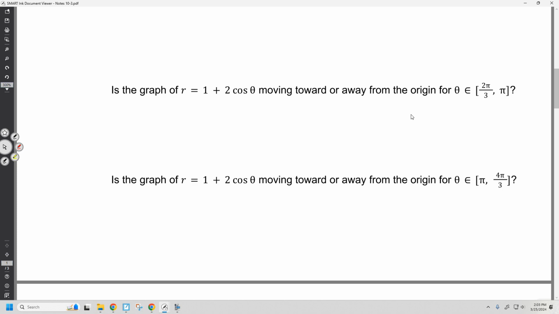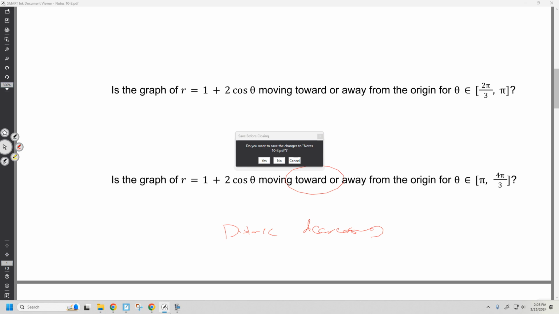We are moving toward the origin. The distance is decreasing. Go to your homework. You guys are complaining about the homework. Well, go to your homework. Maybe we can get some homework done. Why does this happen all the time?